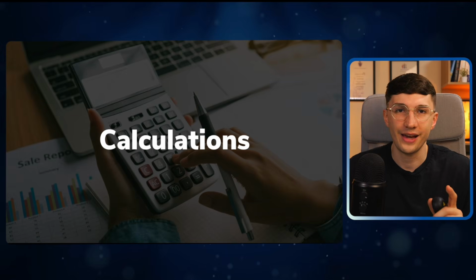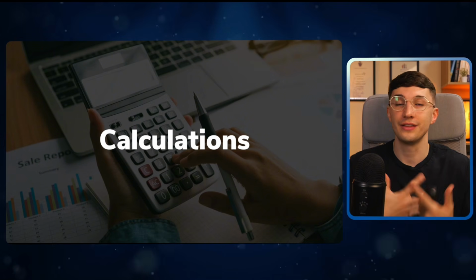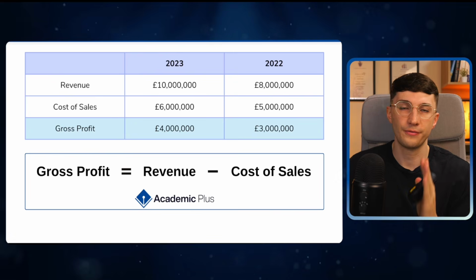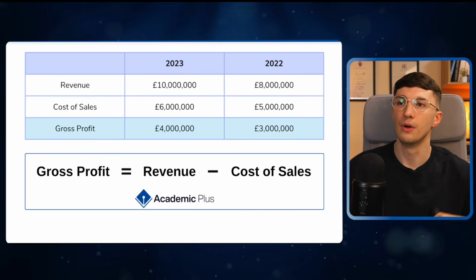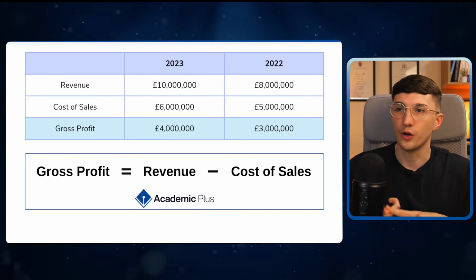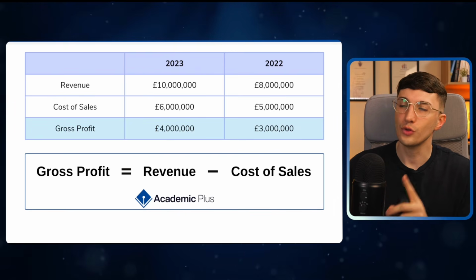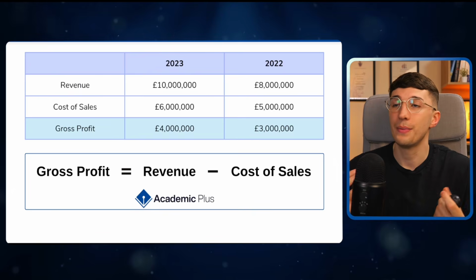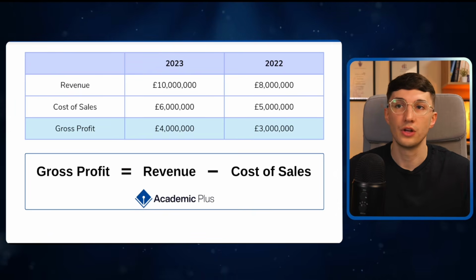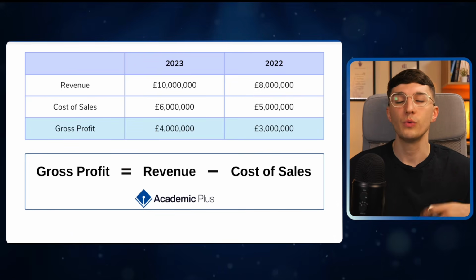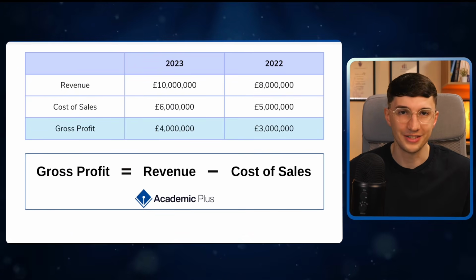And just a couple of key calculations that we need to do to calculate the different types of profit. Starting off with gross profit, remember to follow the acronym GON, G-O-N. The way we calculate our gross profit is that we take our revenue minus our cost of sales. So in 2023 here, we can see the business made a revenue of £10 million. Your cost of sales is only £6 million. Therefore, the gross profit would be £4 million, 10 minus 6 million.